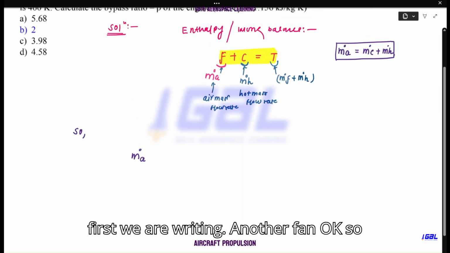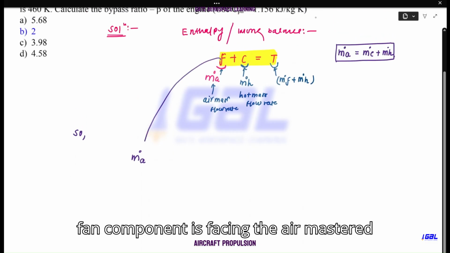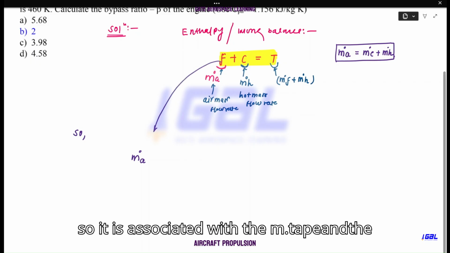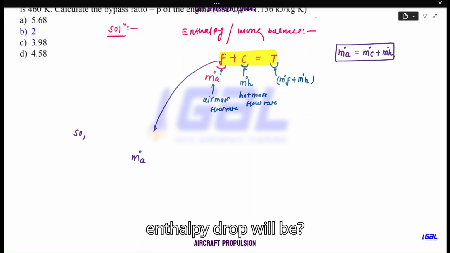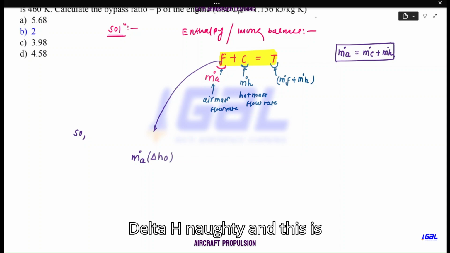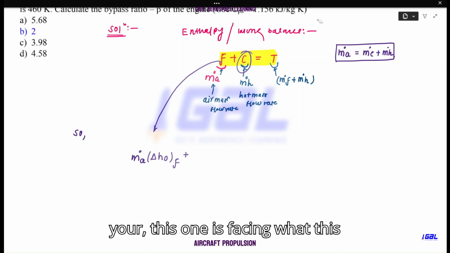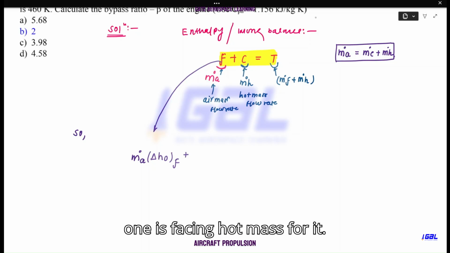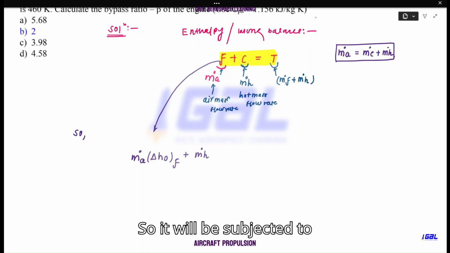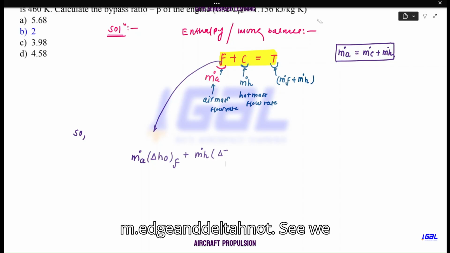So first we are writing for the fan. The fan component is facing the air mass rate, so it is associated with m dot a, and the enthalpy drop will be delta h naught, and this is for the fan, right? So I'll give the suffix as a f. Now the high pressure compressor, which is this one, is facing what? This one is facing the hot mass flow rate, so it will be associated with m dot h and delta h naught. We'll write this as c.